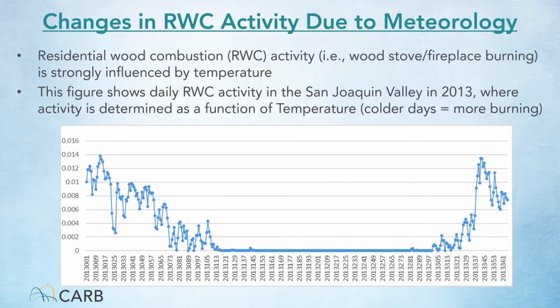Residential wood combustion activity, for example wood stove or fireplace burning, is strongly influenced by temperature. This figure shows daily RWC activity in San Joaquin Valley in 2013, where activity is determined as a function of temperature. If the weather is cold, there will be more burning.